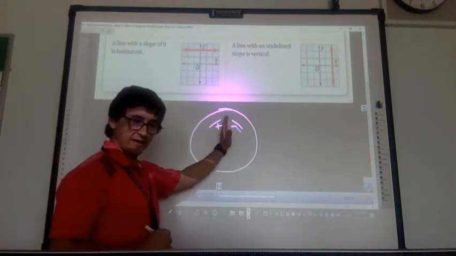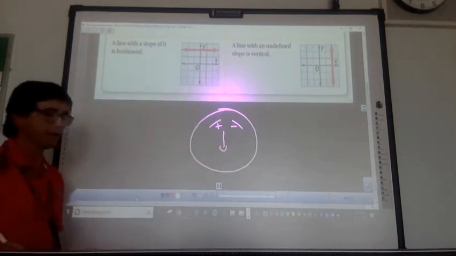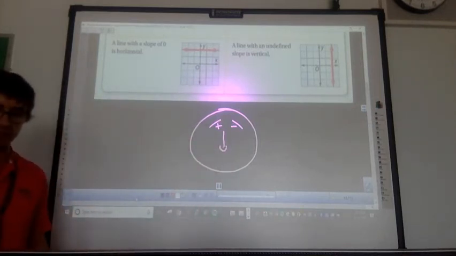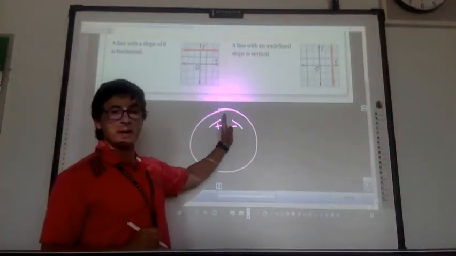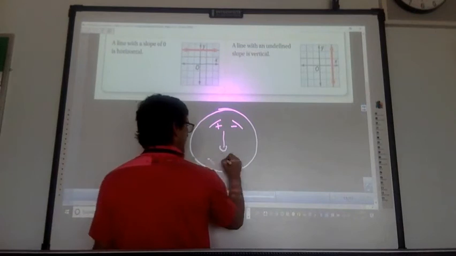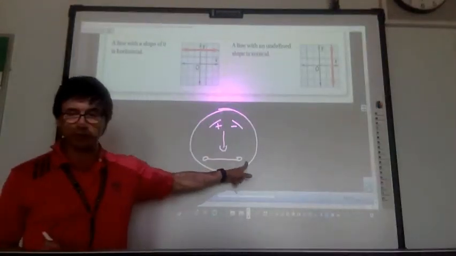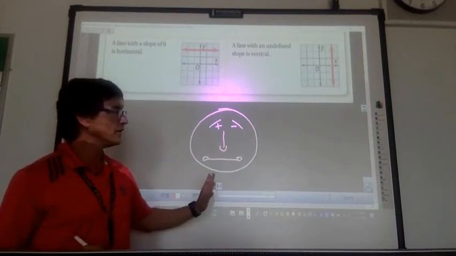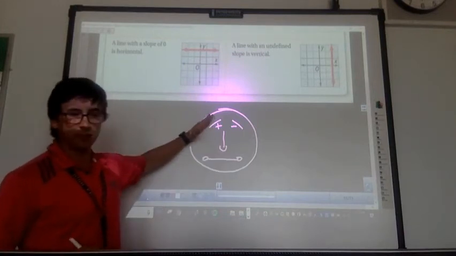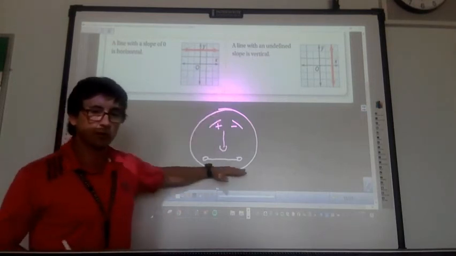This is a vertical line. Vertical lines are undefined, so you put a little U at the bottom of the nose. Then you can remember vertical lines are undefined. And then horizontal lines, you put the little circles on the end, zero slope. Vertical, undefined. Uphill, positive. Downhill, negative slope.